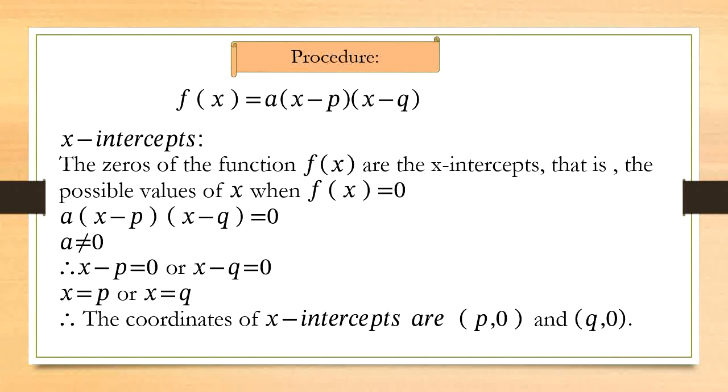And sometimes you will be asked to find the coordinates of x-intercepts. The coordinates of x-intercepts are (p, 0) and (q, 0), because x-intercepts are found when the value of y is equal to 0.